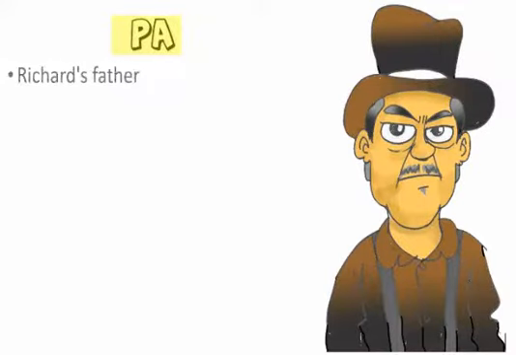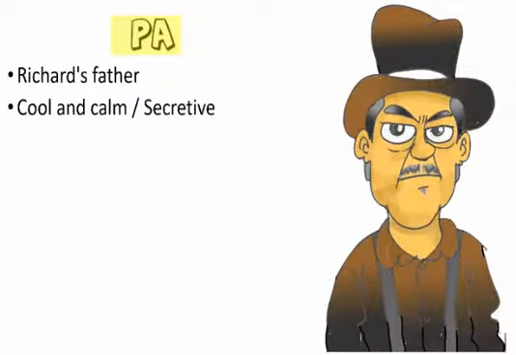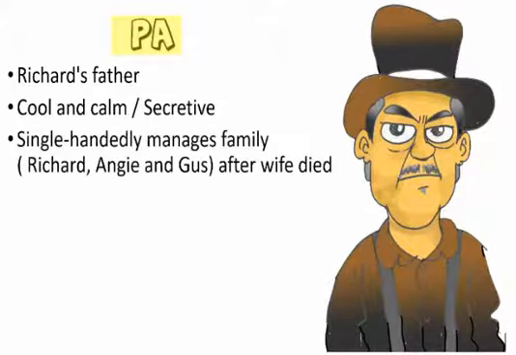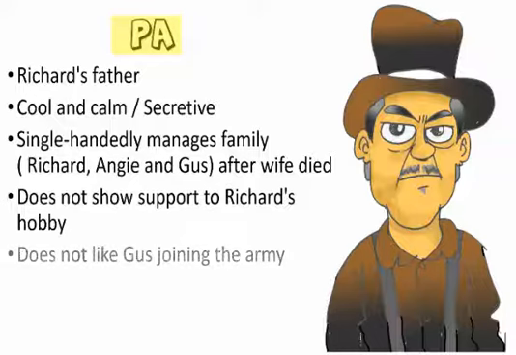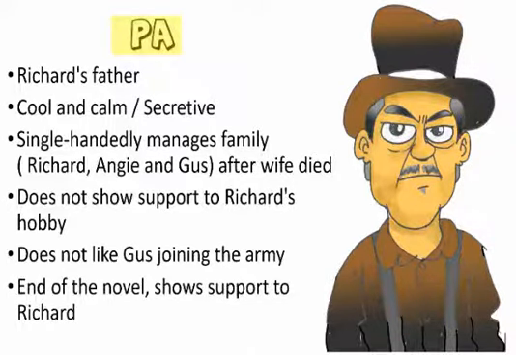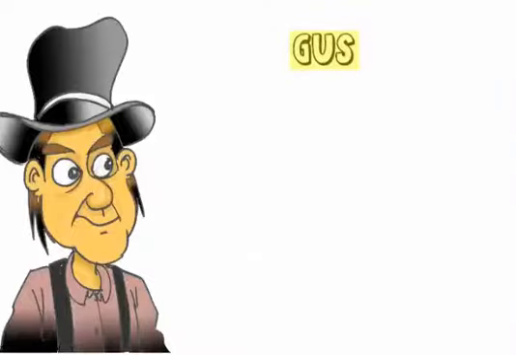Okay, the next is Pa. Pa is Richard's father. Pa is very cool and calm and at the same time very secretive. He doesn't talk much actually. He single-handedly manages the family consisting of Richard, Angie, and Gus after his wife died. He does not show support to Richard's hobby at first. He does not like the idea of Gus joining the army, but at the end of the novel, he shows support to Richard.